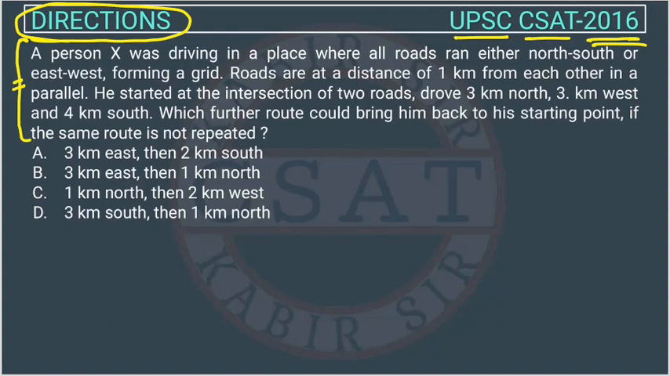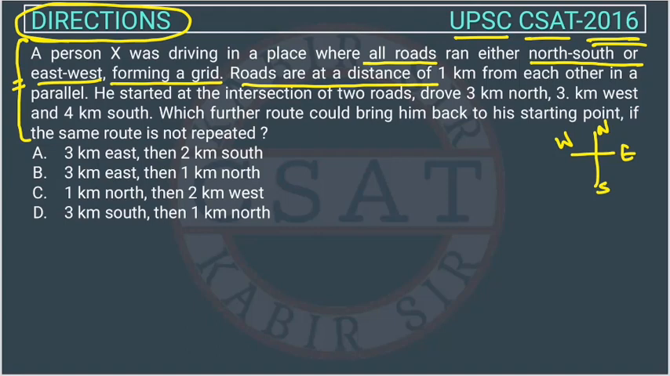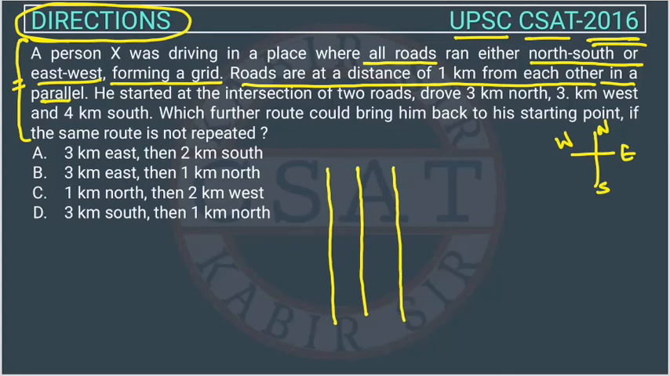So whenever we have a direction question, what we will do, this is north, this is south, this is east, and this is west, right? So if person X was driving in a place where all roads run either north south or east west, forming a grid. Roads are at a distance of 1 km from each other in parallel, right? So roads are running north south, right? So roads are like this, or they are running east west. So this side is east, and this is west, so they are running like this, right?